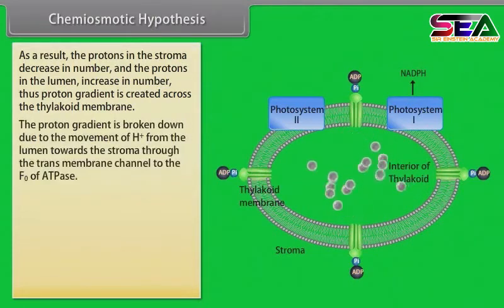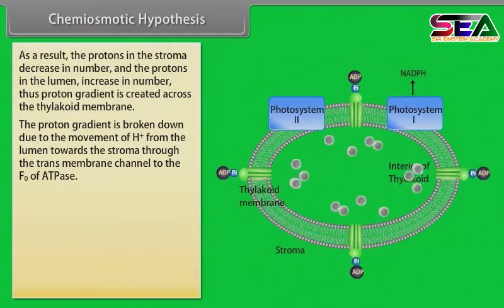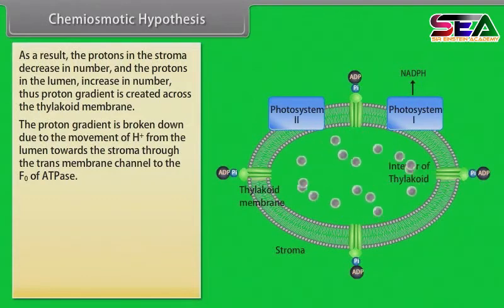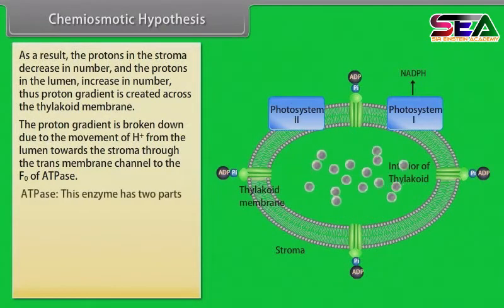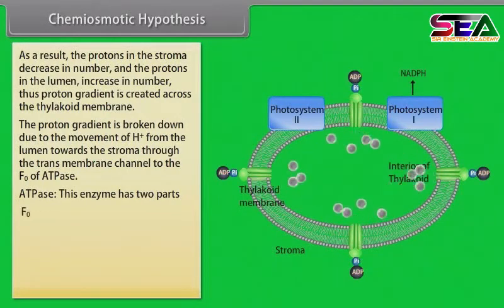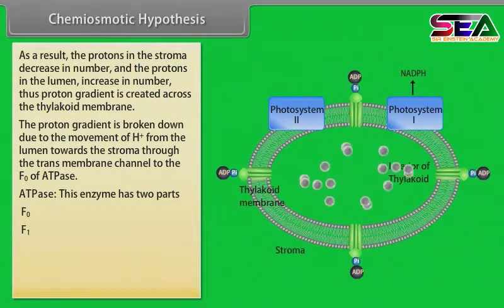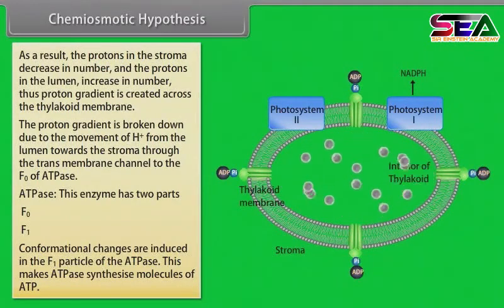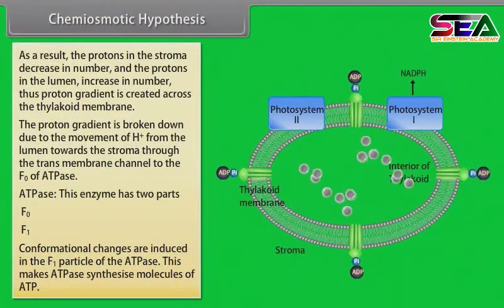The proton gradient is broken down due to the movement of H+ from the lumen towards the stroma through the transmembrane channel to F0 of ATPase. ATPase. This enzyme has two parts, F0, F1. Conformational changes are induced in the F1 particle of the ATPase. This makes ATPase synthesize molecules of ATP.